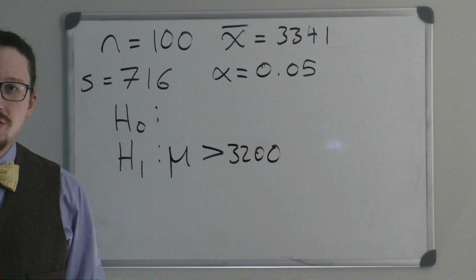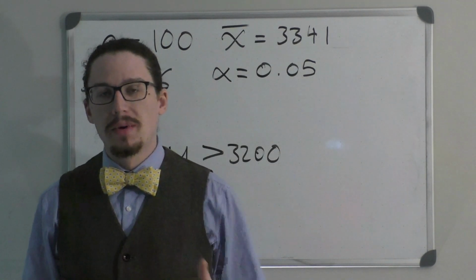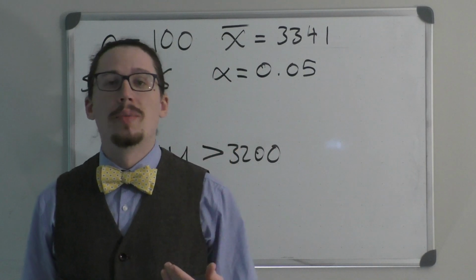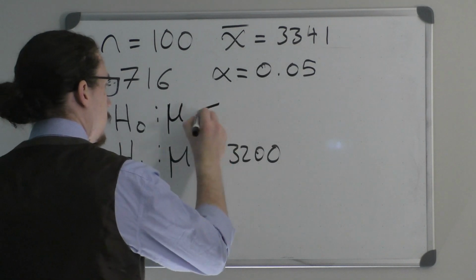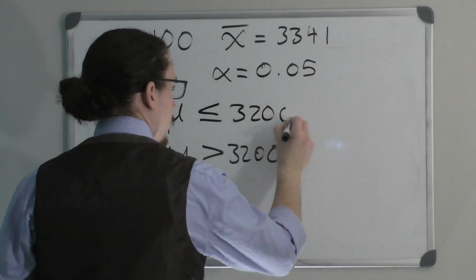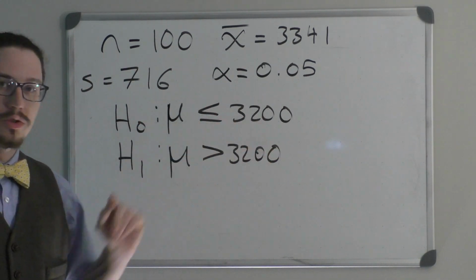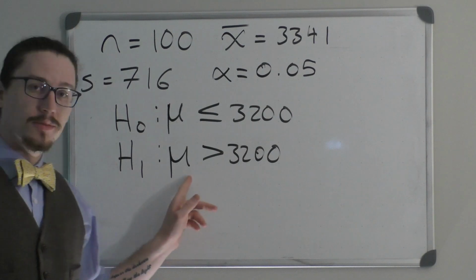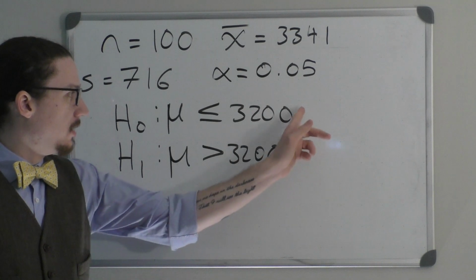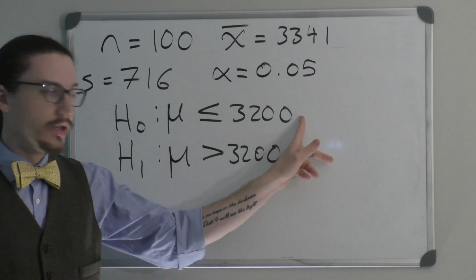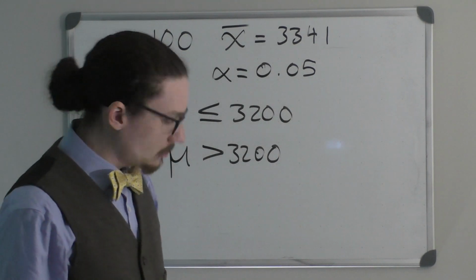All right, so mu greater than 3,200, right? That's our alternative hypothesis. Once we've got our alternative hypothesis, we can just make our null hypothesis the opposite of that. All right, so the null hypothesis is mu less than or equal to 3,200. The alternative is mu greater than 3,200, right? Or if we wanted to simplify it, the beams are not strong enough, or the lumber is not strong enough, versus it is strong enough.